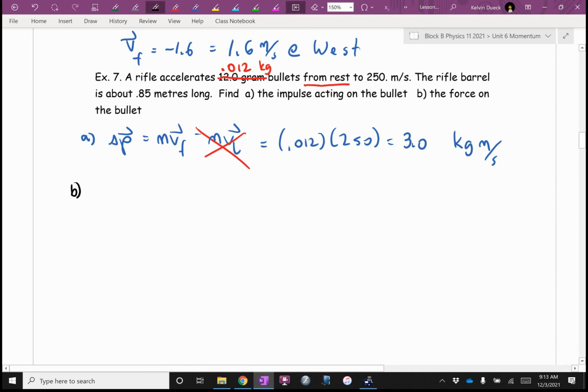Kevin, what's B want me to find? What did I find in part A? So maybe I could go force equals impulse over time, and I just got the F by itself in my head. I didn't actually write F times T equals impulse. I looked at it and I said divide by T. Is that too fast? Did they give me a time?